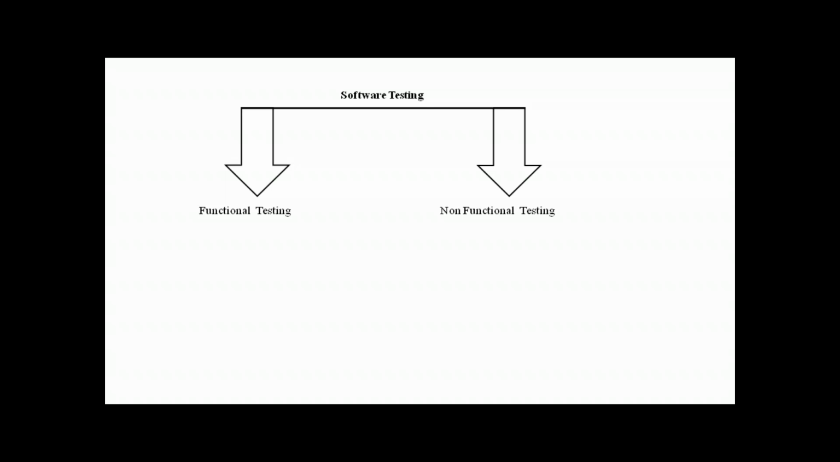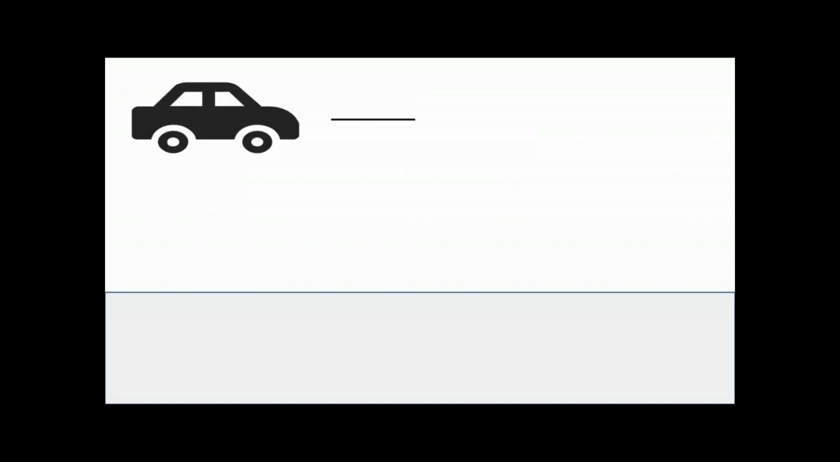Formally, in the software testing field there are a lot of areas, and it can be broadly divided into two: functional testing and non-functional testing. Let me relate this to the real world, as to what functional testing and non-functional testing are. You have a car. Let's say you are testing the steering, the brake, the tires, and different parts of it. This is more like your functional testing.